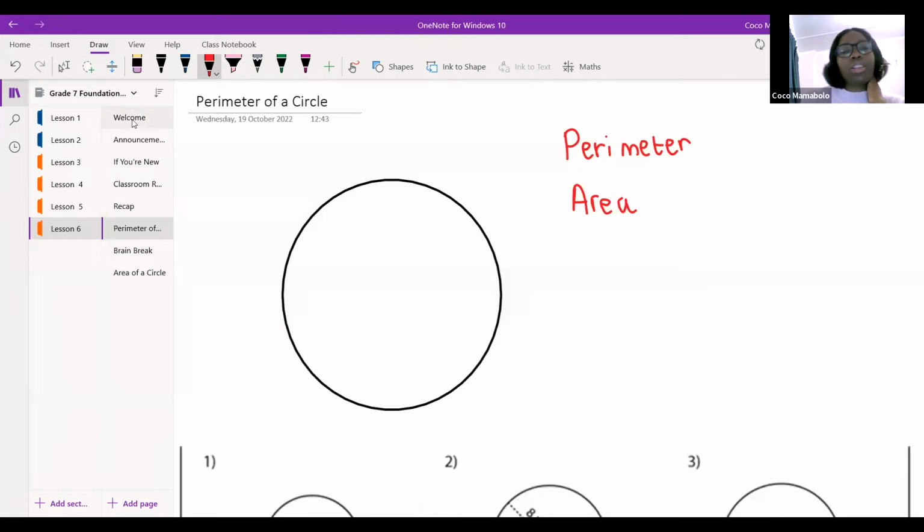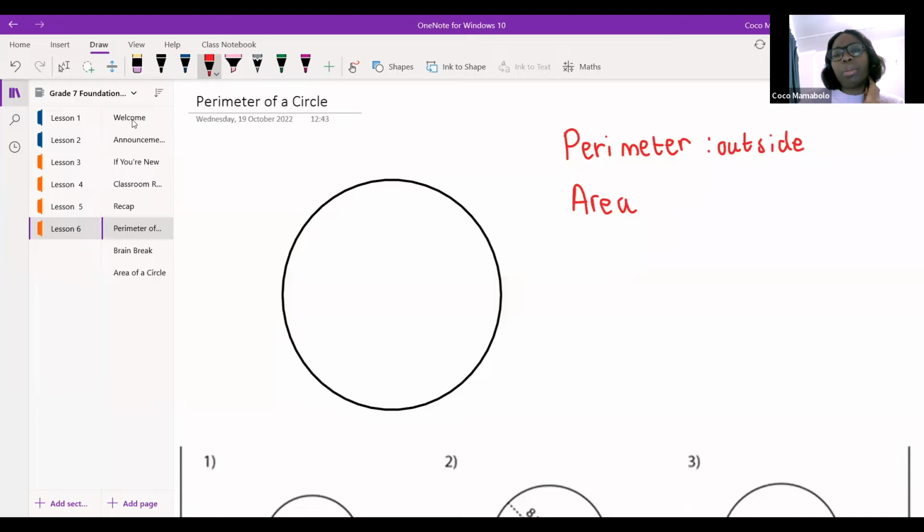Okay, Titelo, can you let us know what is the difference between a perimeter and an area? Hi. Hello. Ma'am, the difference between a perimeter and area is that the perimeter, you calculate the outside of a shape, and then the area, you calculate the inside of the shape.